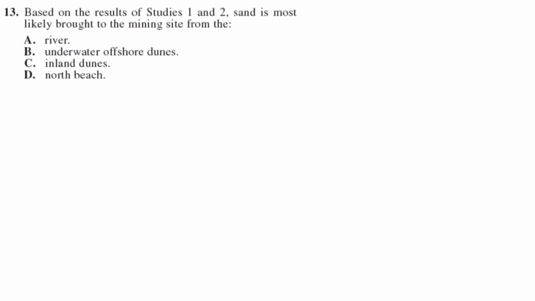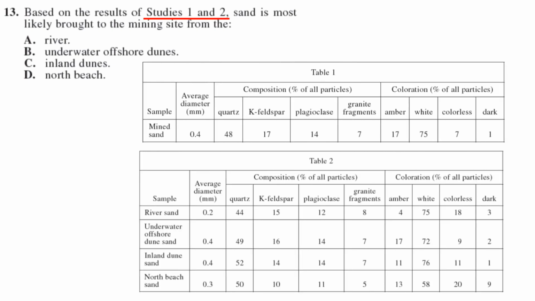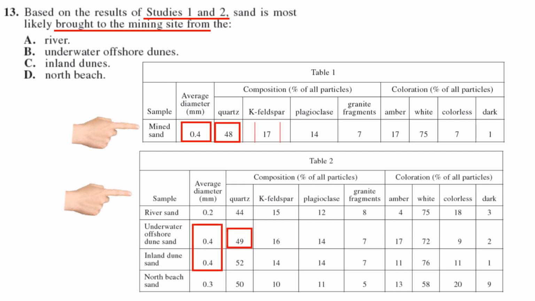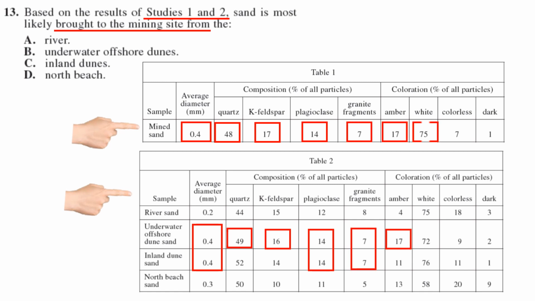Number 13, based on the results of studies 1 and 2, sand is most likely brought to the mining site from. So we're going to look at the sand in table 1 and say, well, which one does it most likely match? I'm just going to go through and see where the matches are. I'm just circling them or squaring them. And you see that we have more matches in underwater offshore dune sand than anywhere else. So that means our answer has to be B.